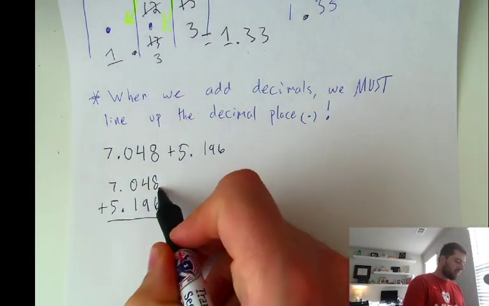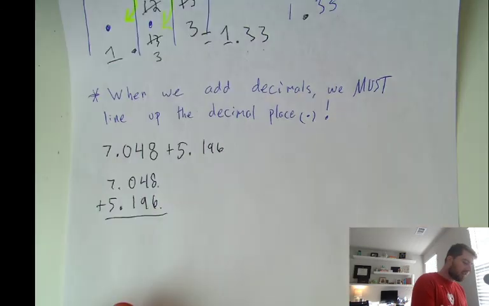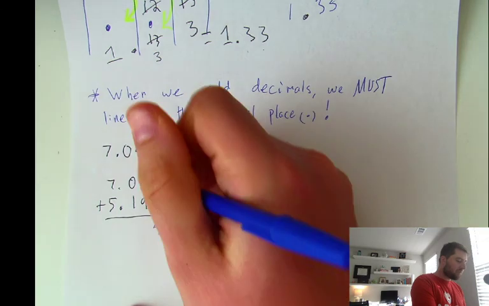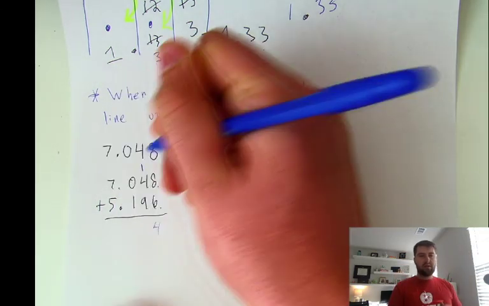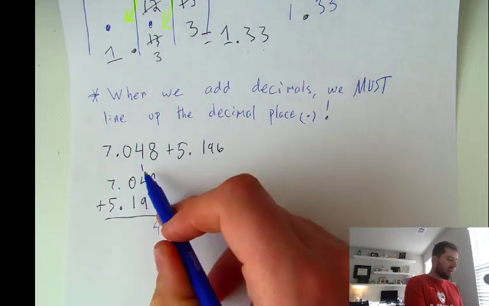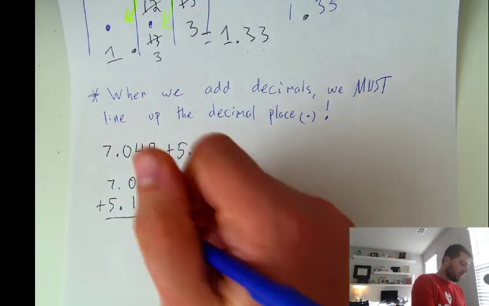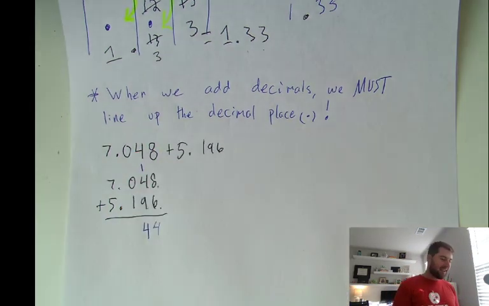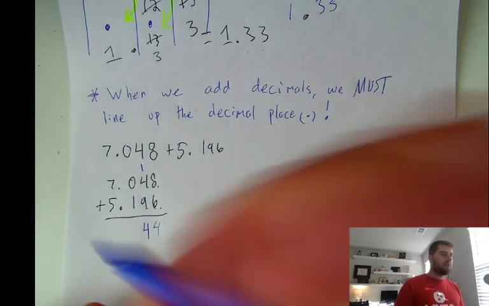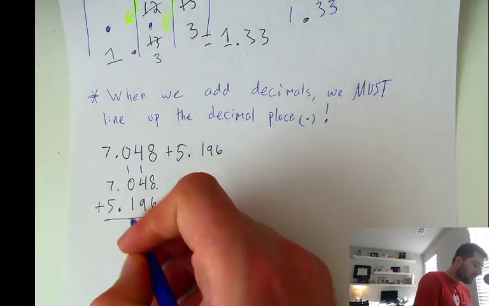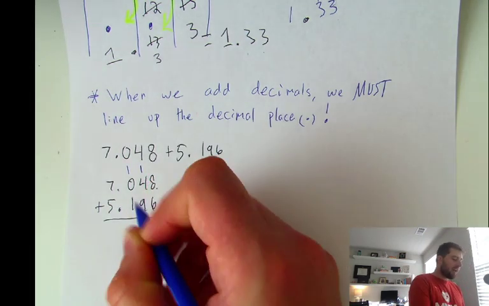8 plus 6. 8 plus 6 is 14, so we'll put our 4 in the thousandths place. Regroup a 1, carry the 1 to the hundredths place. Then we'll add 1 plus 4 is 5, 5 plus 9 is 14. Again, we put our 4 in the hundredths place and regroup a 1 to the tenths place. 1 plus 0 plus 1 is 2, so we put our 2 in the tenths place. And 7 plus 5 is 12.